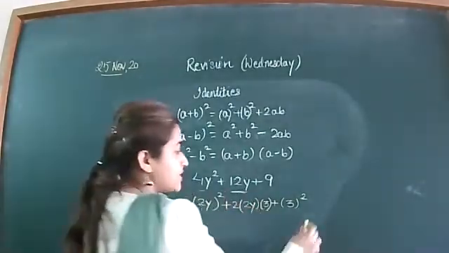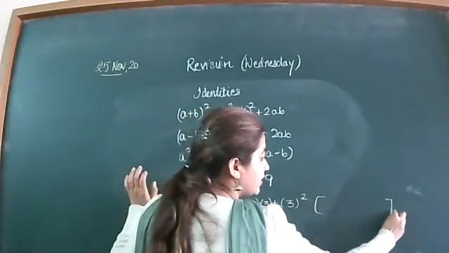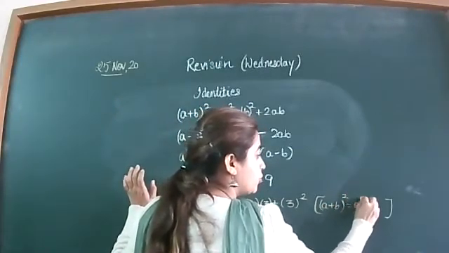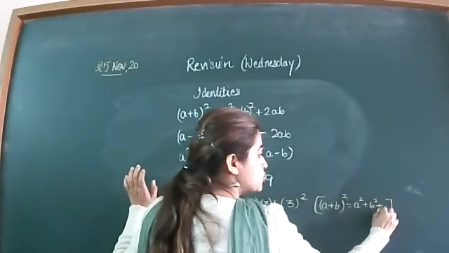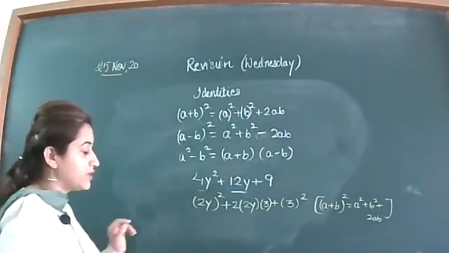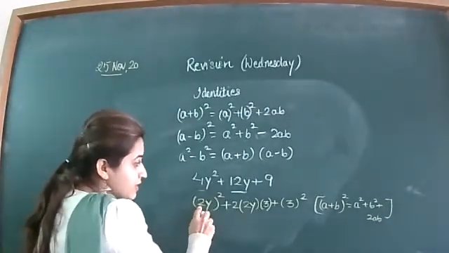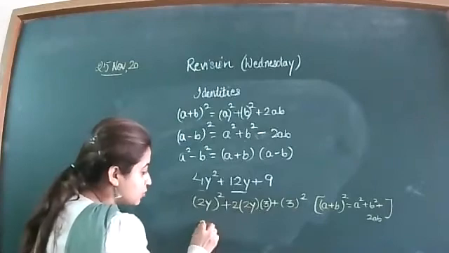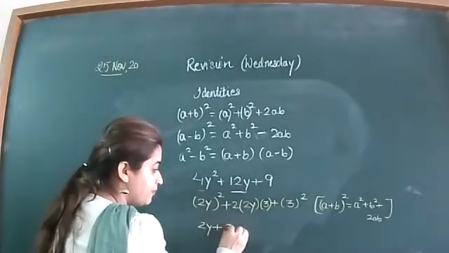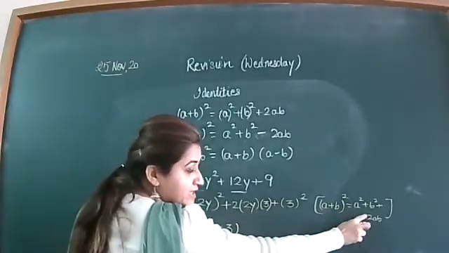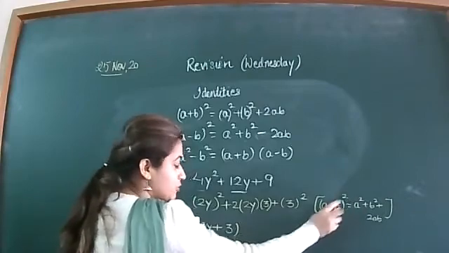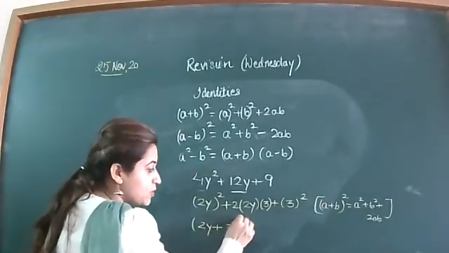And side by side you have to write the formula here. You will write the first identity, a plus b whole square is equal to a square plus b square plus 2ab. It's compulsory to write the identity in the bracket. Now, this is your a square, b square, this is 2ab. So this is your a, this is your a, this is your b. The right hand side is given, you will combine it in the form of the left hand side. So this is your a plus b whole square.